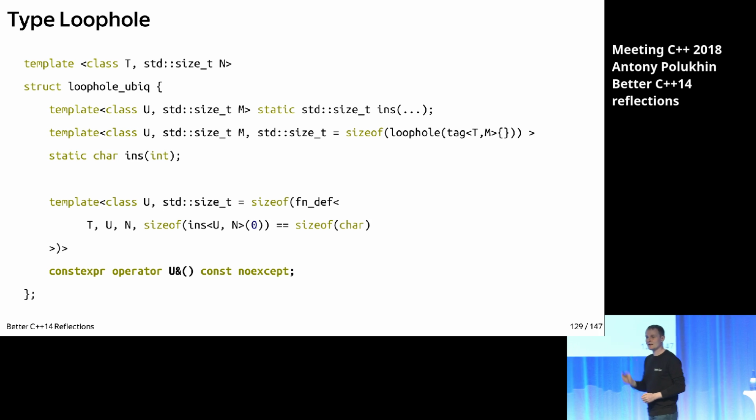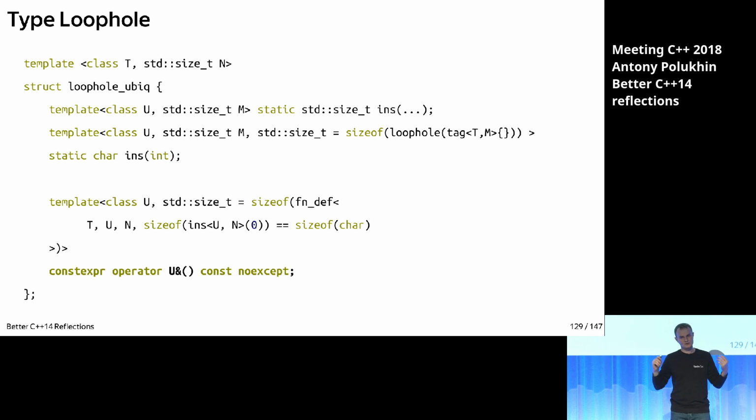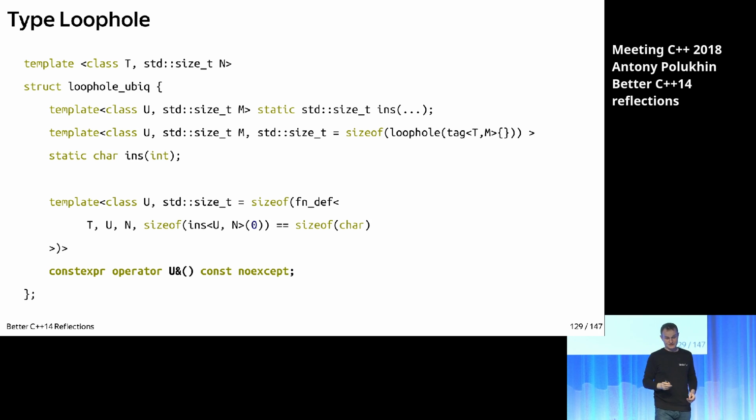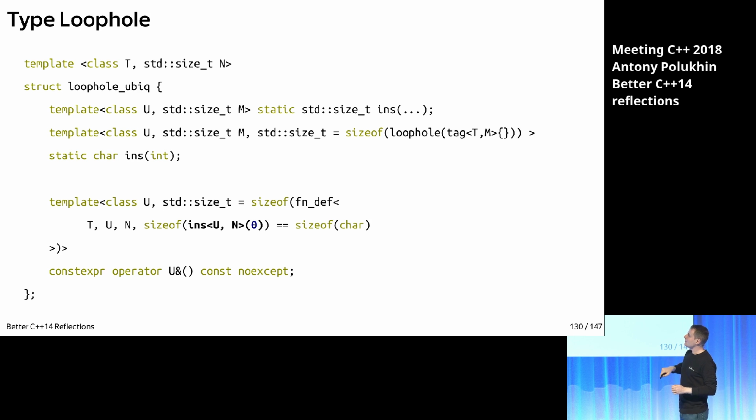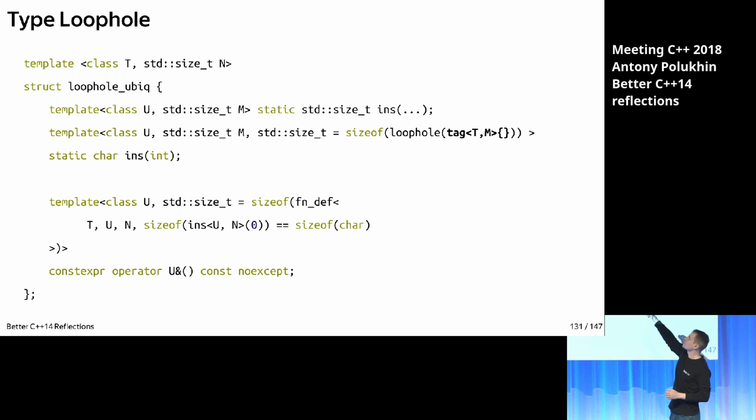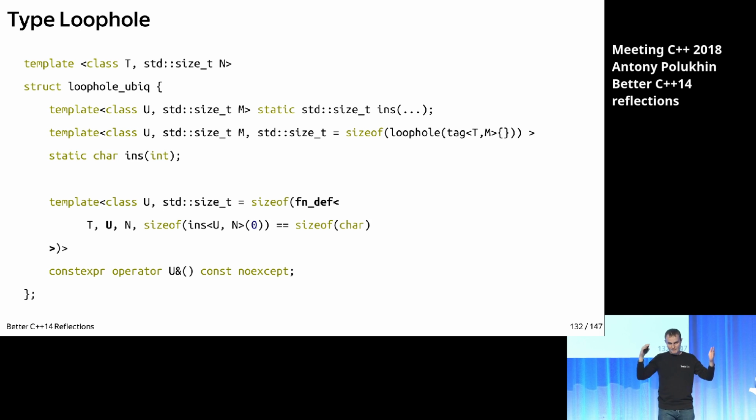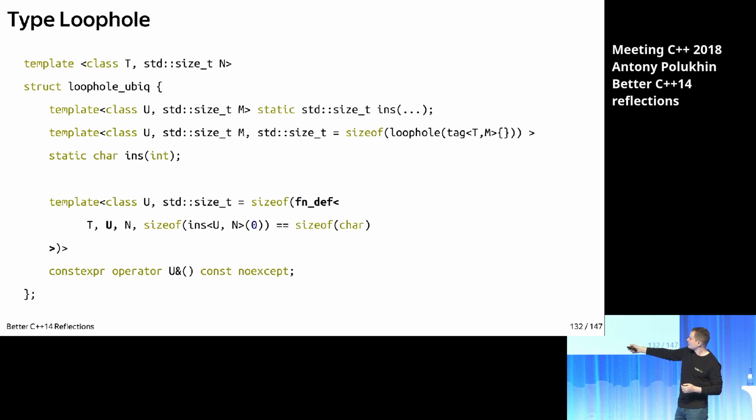OK, we still have the implicit conversion operator in our structure ubic. And it has a really creepy enable if statement. In that enable if statement, we call this function ints, and it forward declares the loophole function. After that, we call function definition, and inside that function, we remember the type of the field. We provide the type of the field right here.